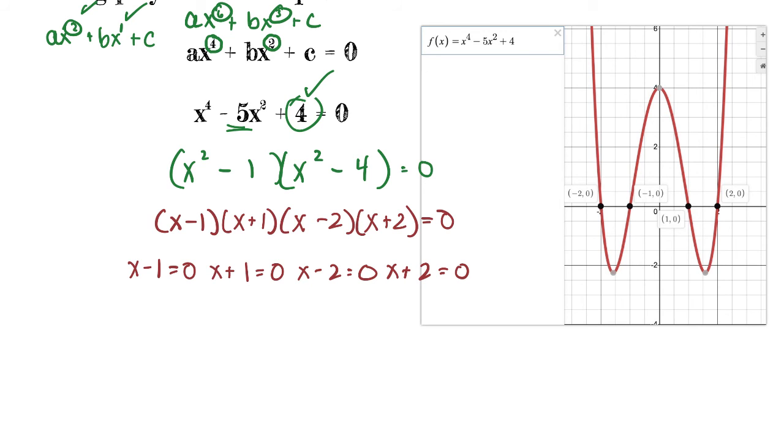And those are way too crowded there. I should have done something to separate them. There we go. So there's our 4 equations.